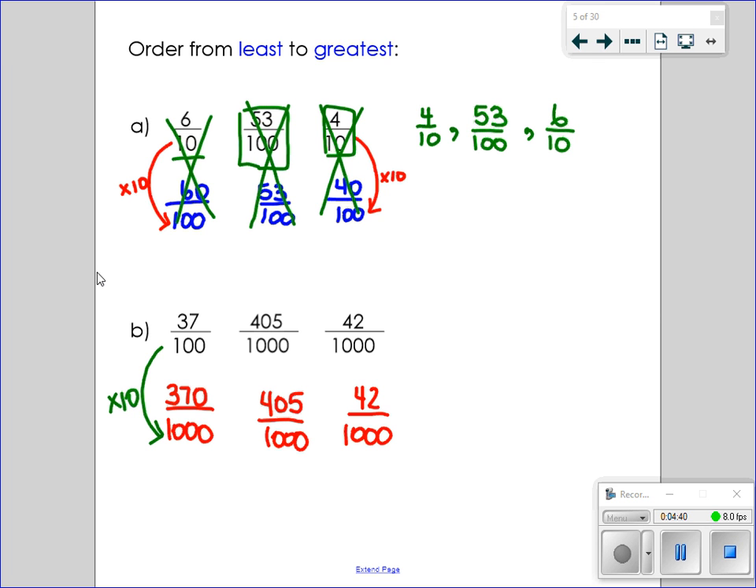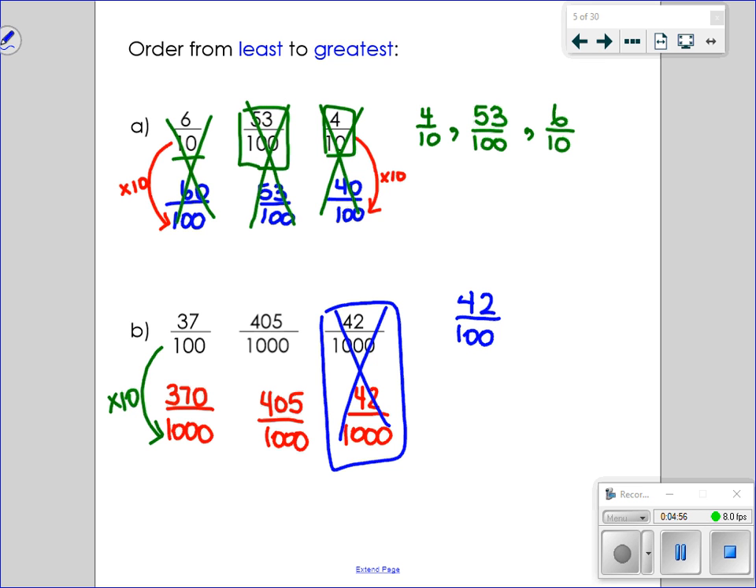But now it's easier for me to compare and see which one is the smallest and which one is the greatest. Well, the least is obviously 42 thousandths. I'm going to use the original form of that. 42 thousandths is less than the next biggest, which would be 370 thousandths, which the original form was 37 hundredths. So I've used that one. And the greatest fraction is 405 thousandths. I can write that in its original form. It did not change.